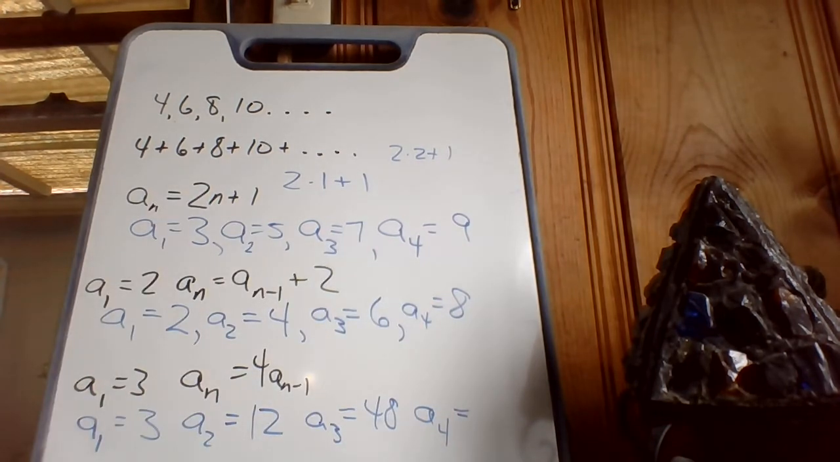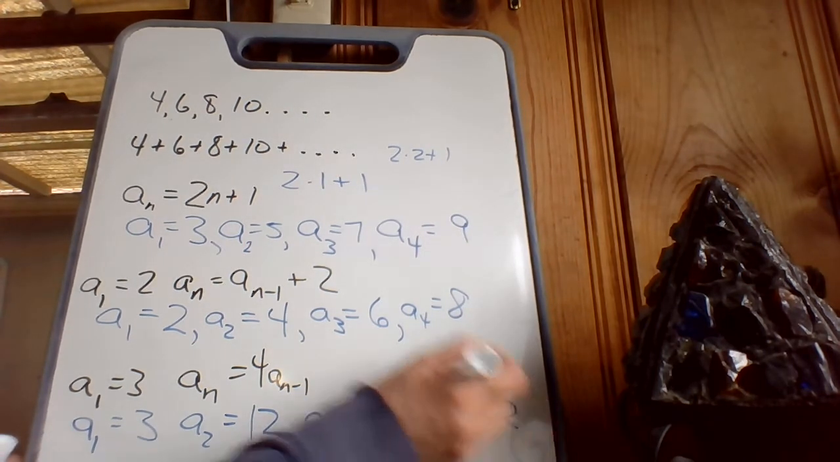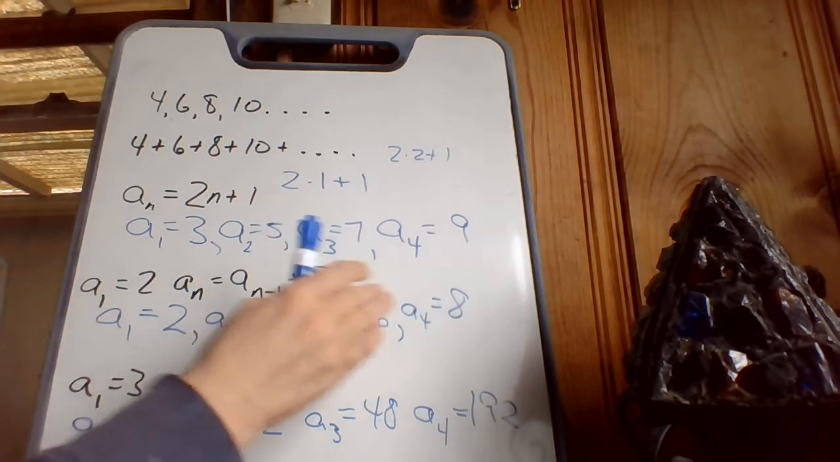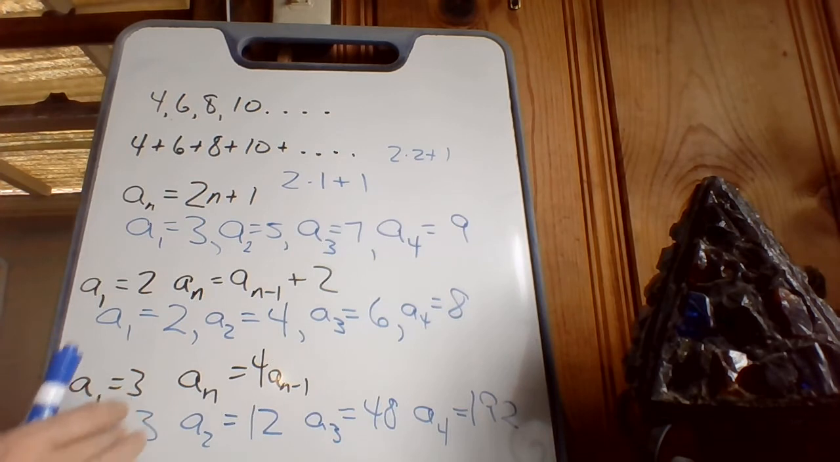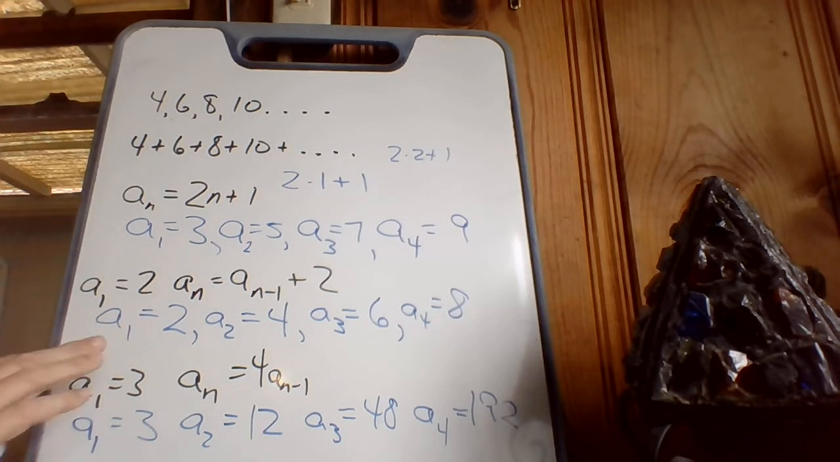I might actually have to get my calculator on this. 192. Okay, and we're mostly going to concentrate on the sorts of patterns where this was just add 2 every single time, and this was multiply by 4 every single time. And most of the patterns that we're going to follow go with one of those two patterns.